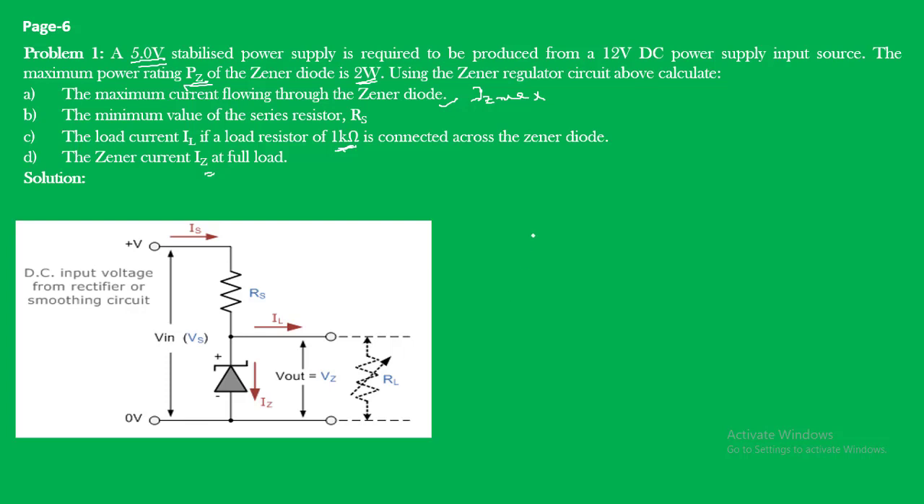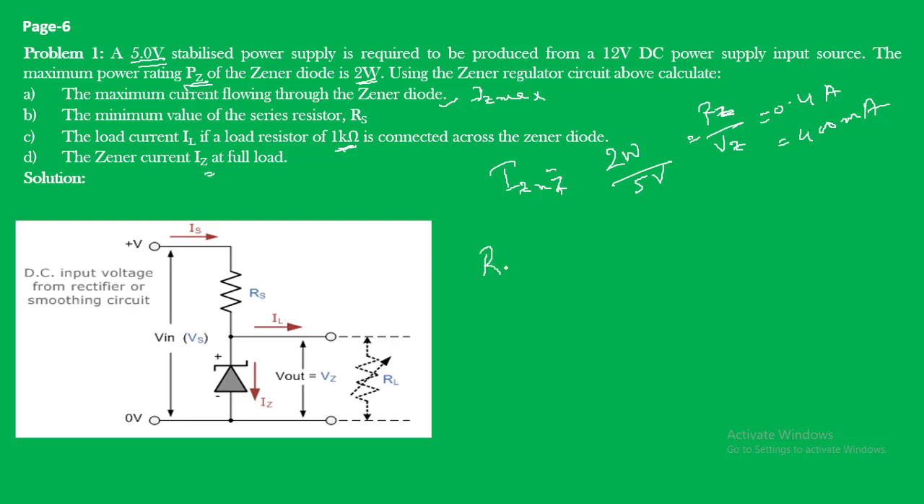So if we try to find the maximum current, that is Iz max, that will be equal to 2 watt divided by 5 volt, that is Pz divided by the output voltage Vz. That will give us 0.4 ampere or 400 milliampere. So Iz max we are getting is 400 milliampere.